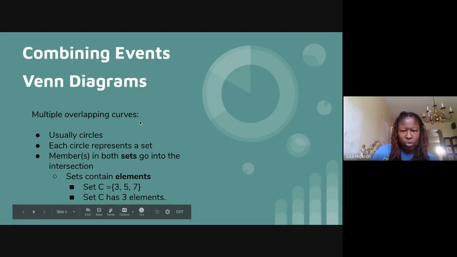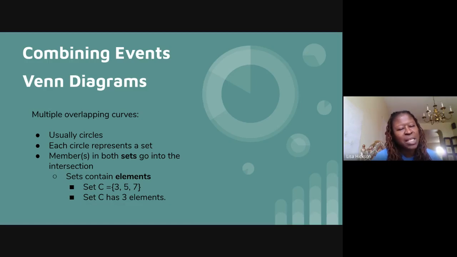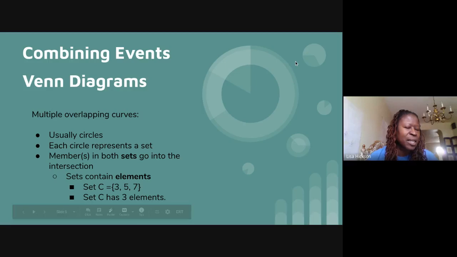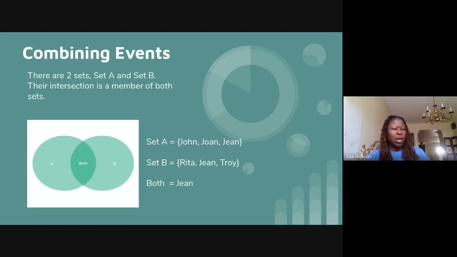And again, I'm going to show you, so just follow me for a minute. Sets contain elements. So if set C is equal to, now this is called set notation, you have the little brackets here. The elements of the set go in between, separated by commas, and then you close it with the brackets. So here, set C has 3 elements, and those elements are the numbers 3, 5, and 7. Okay? And again, this will be on the video, so you don't necessarily have to write it, but you should be familiar.